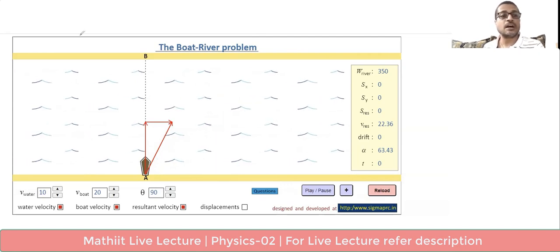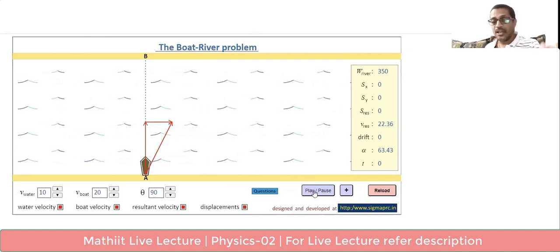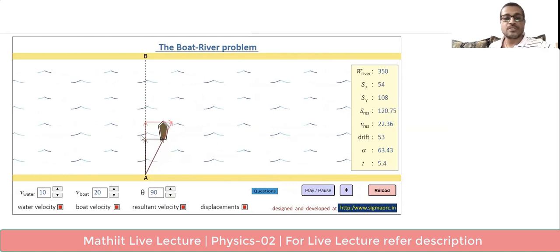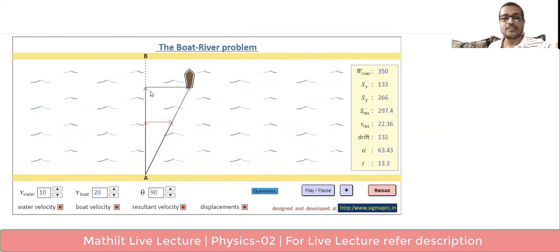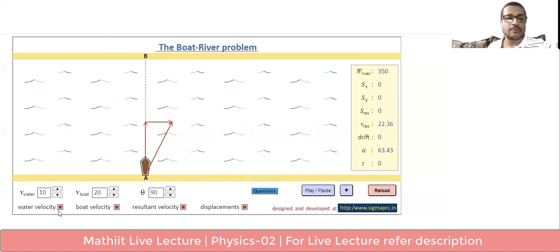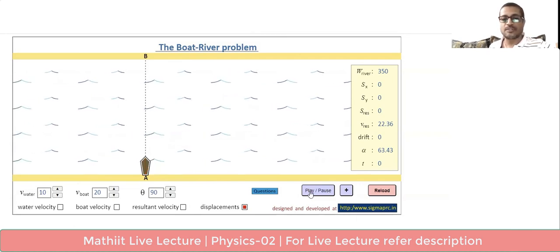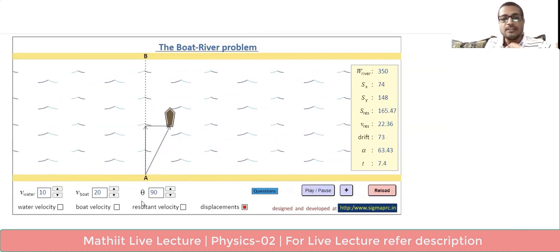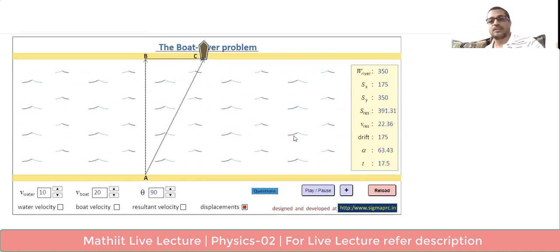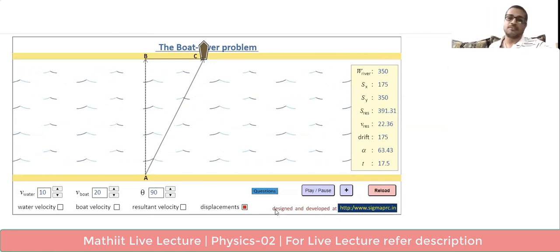And how can you see the displacements? Now carefully observe, as the boat is moving, the magnitude of the vectors will also increase. You see these grayish colored vectors, how their magnitude is increasing. I'll show that to you once again. Let me remove the velocity of the boat, velocity of water, and resultant velocity. Now we'll see only the displacement magnitudes. You can see how the vectors are increasing, because the length of the vector is supposed to indicate the magnitude.